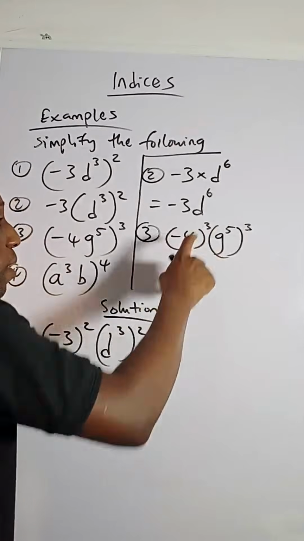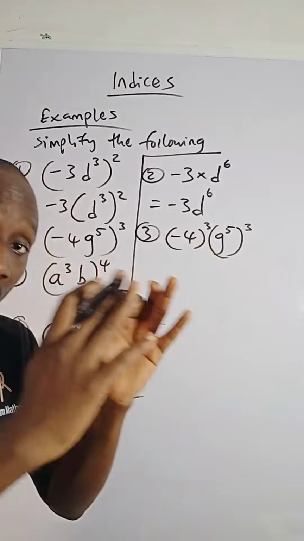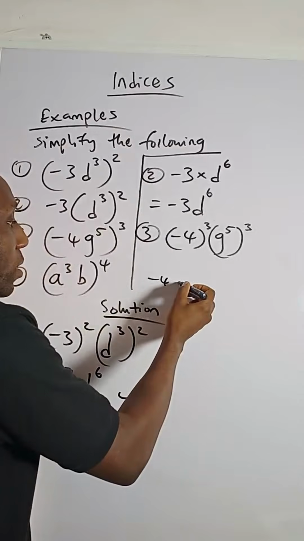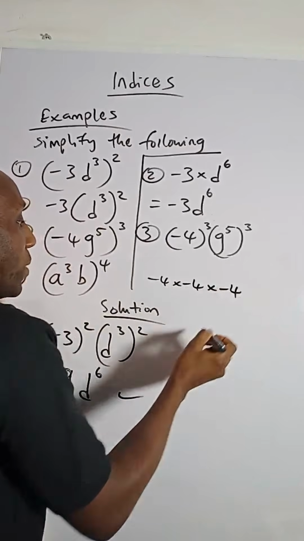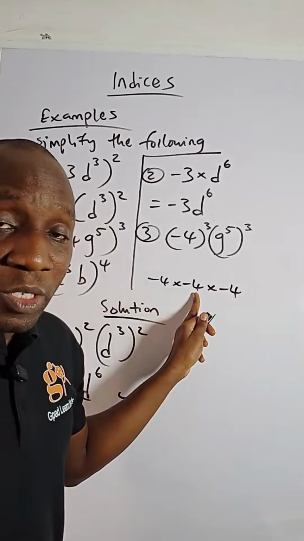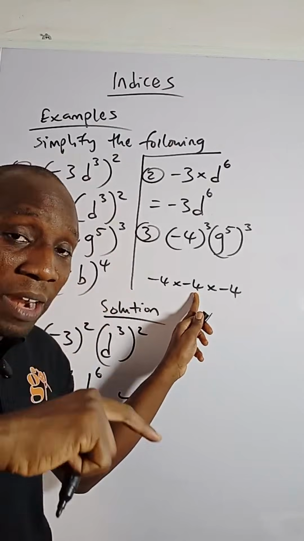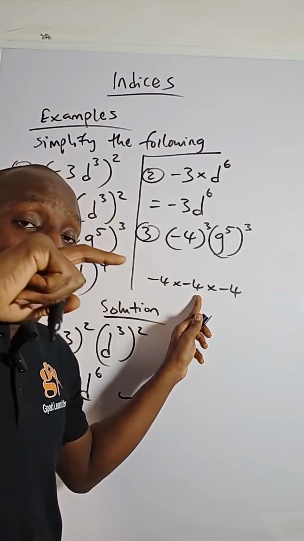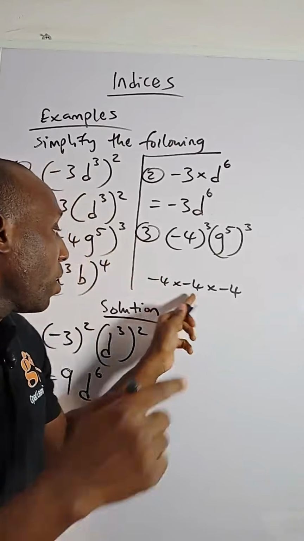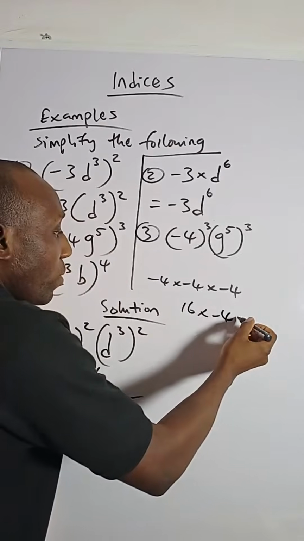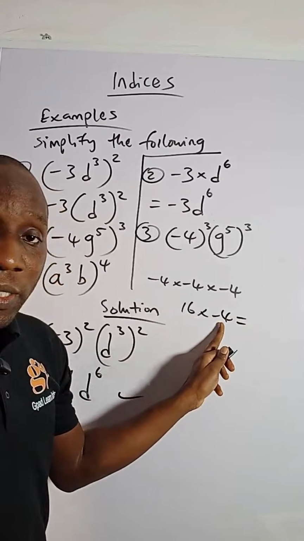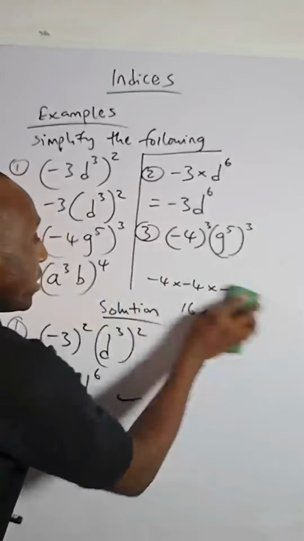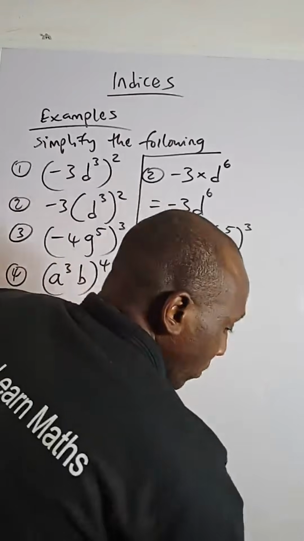And then minus 4 raised to the power of 3 means minus 4 times minus 4 times minus 4. So let's break it down. What is minus 4 times minus 4 times minus 4? Minus 4 times minus 4 is, sorry, 16, because minus times minus is plus. So what is 16 times minus 4? 16 times negative 4 is negative 64. You see that? Yeah, so that's negative 64 there.